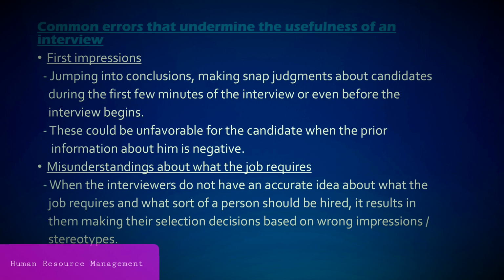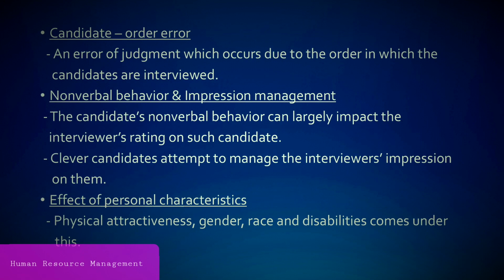Then the second one is misunderstandings about what the job requires. When the interviewers do not have an accurate idea about what the job requires and what sort of a person should be hired, then it results in them making their selection decisions based on wrong impressions or stereotypes. Third one is candidate order error. Here an error of judgment occurs due to the order in which the candidates are interviewed.